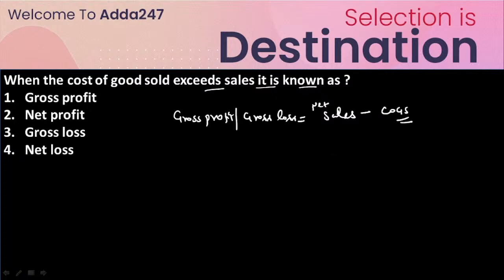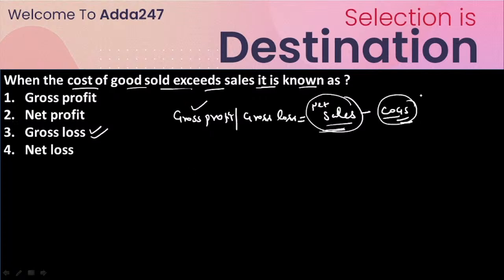Okay, so what I told you is, if sales are higher than the cost of goods sold, that is considered a gross profit. And this is very obvious. And if the cost of goods sold exceeds the sales of the firm, then it will be considered a gross loss of the firm. So in this question, when the cost of goods sold exceeds sales, the answer would be gross loss.